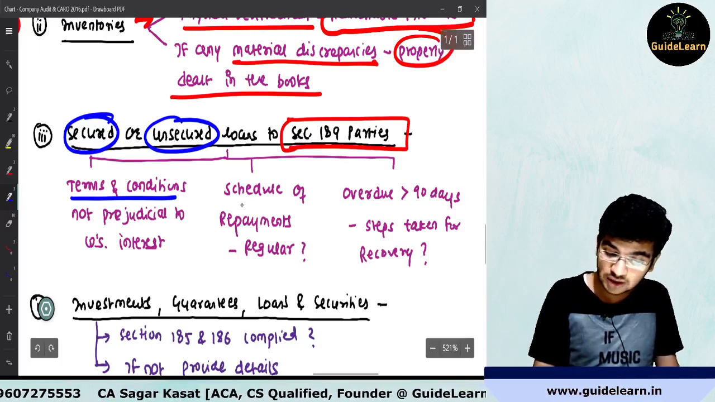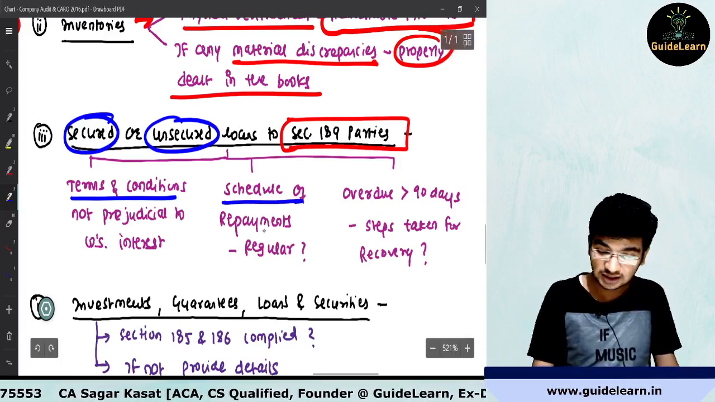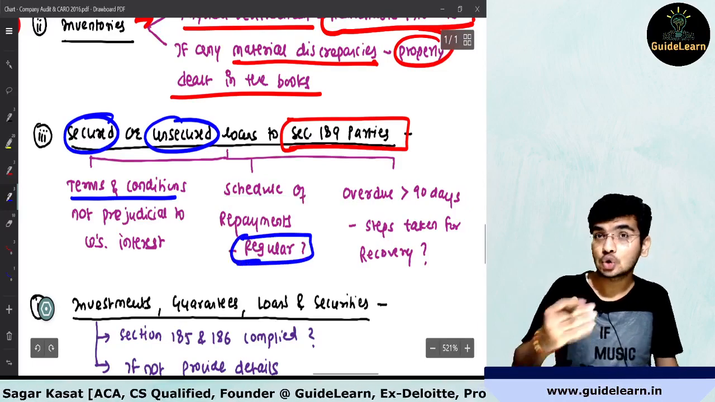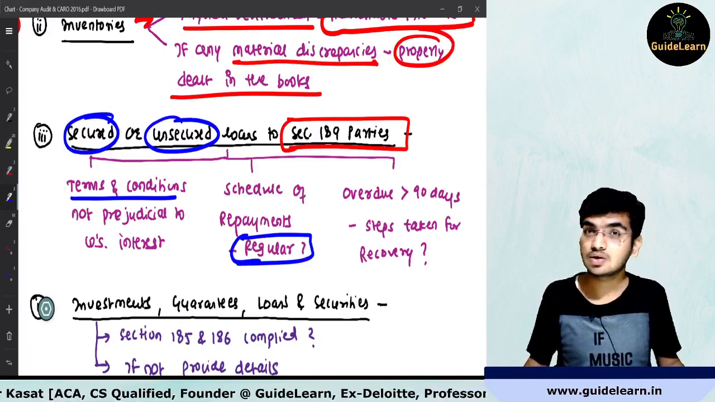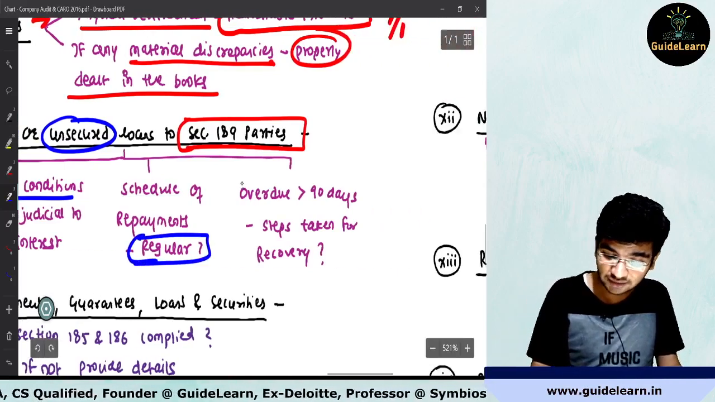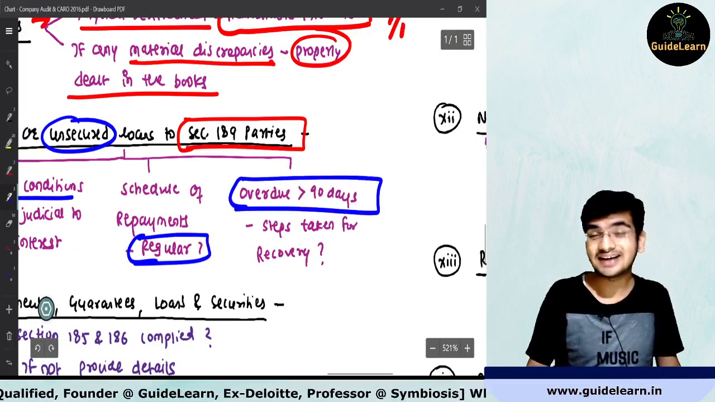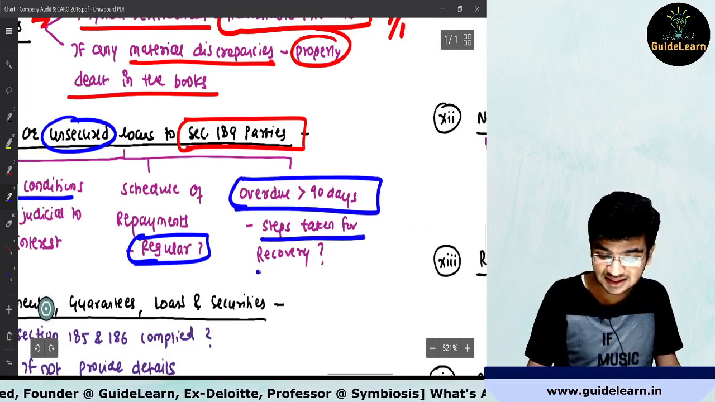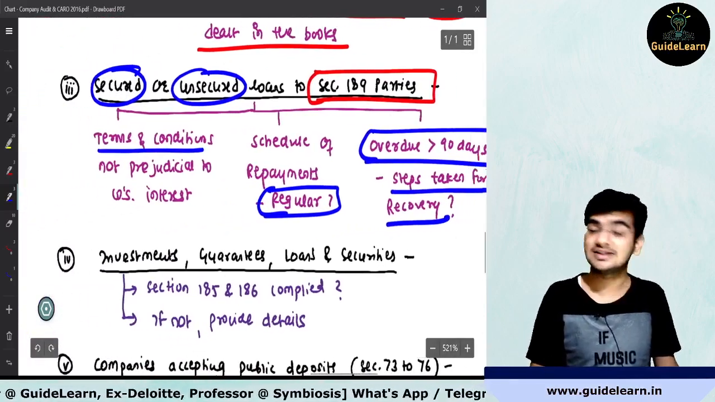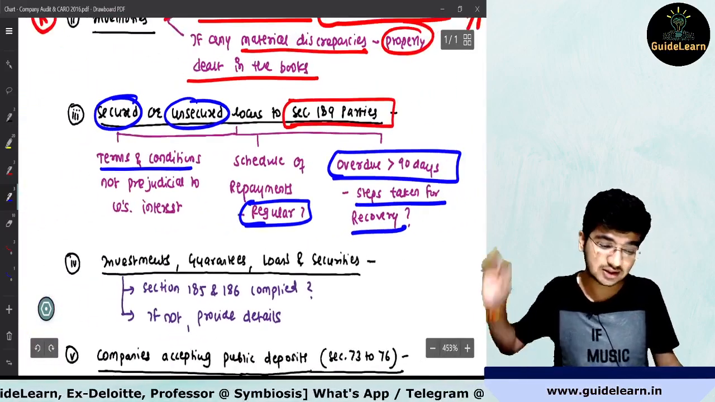Then second, the auditor has to check the schedule of the repayments and whether the repayments of the loans are regular, so whether that is affecting adversely the cash flows of the company. And the third thing, if any of the loan is overdue for more than 90 days, then, sir, what are the steps that have been taken by the company for the recovery of those loans? That needs to be checked by the auditor and reported in this clause number 3.